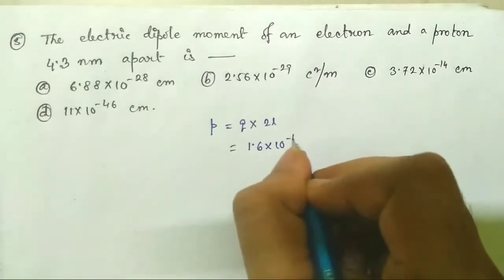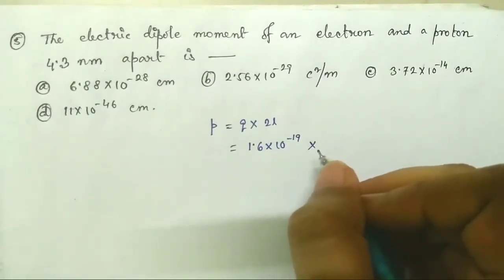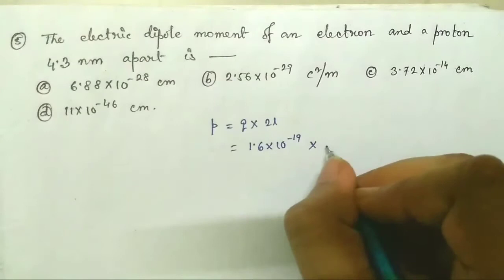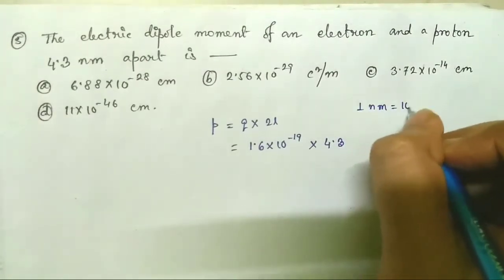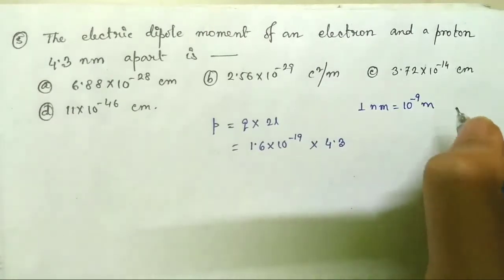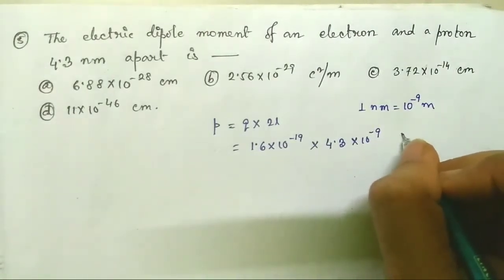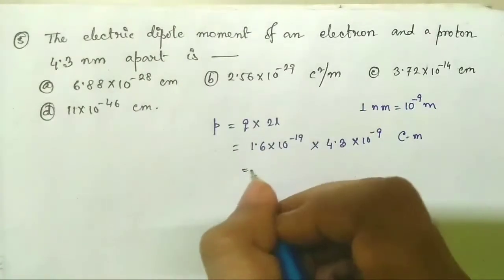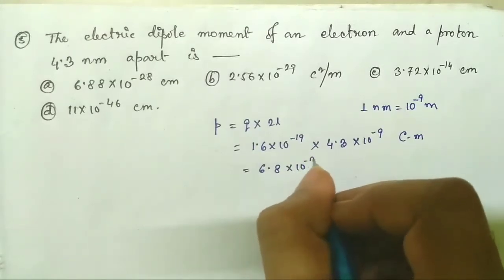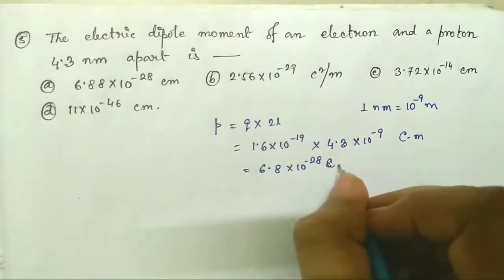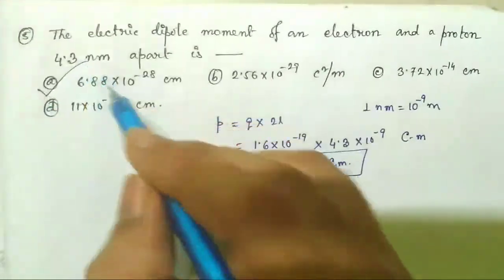1.6 into 10 to the power minus 19 coulomb into the distance of separation between them, which is 4.3 nanometer. We know 1 nanometer is equal to 10 to the power minus 9 meter. So 4.3 into 10 to the power minus 9 meter. If you calculate this, you will get 6.8 into 10 to the power minus 28 coulomb meter. So option A is the correct answer.